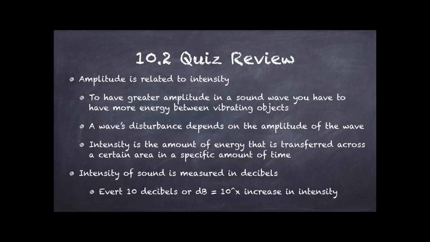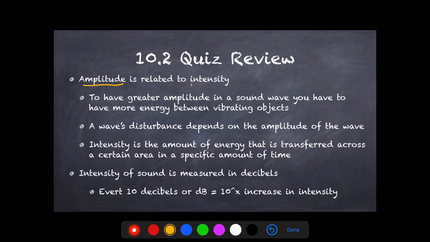All right, so now that we finished chapter 10.2, we are going to do a quiz review to review what you will need to know for the quiz. So first of all, amplitude we said was related to intensity. So remember, if I have a wave, this is going to be my amplitude. And intensity is the amount of energy coming from a specific area at a specific time. If you have a greater amount of amplitude in a sound wave, you have to have more energy that is going to occur between vibrating objects, okay? So more amplitude, you will have more energy that will occur between vibrating objects.